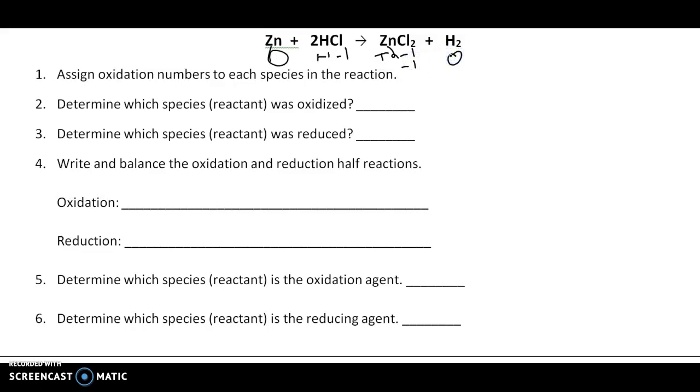So determine which species or reactant was oxidized. So who got more positive? Who is losing electrons? It looks like zinc got more positive. It went from 0 to +2. So zinc is the species being oxidized. Who is being reduced, or who's going down in oxidation number, getting more negative? That looks like it is hydrogen because it goes from +1 to 0.